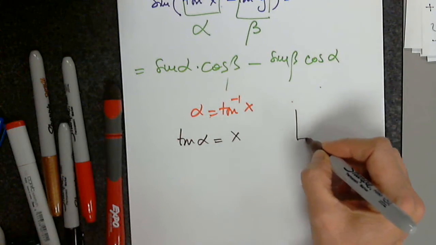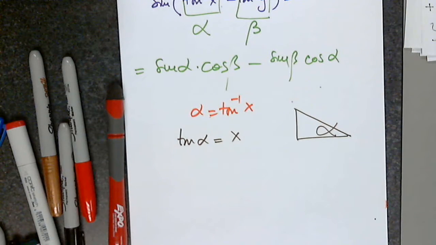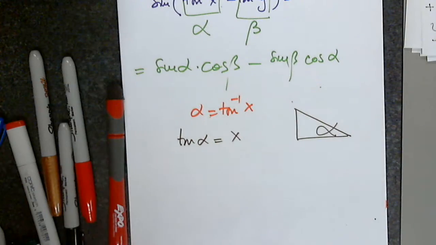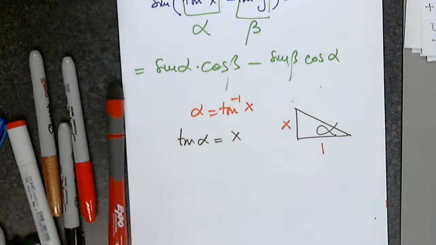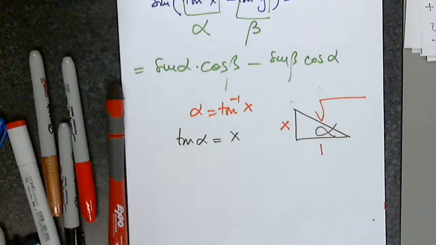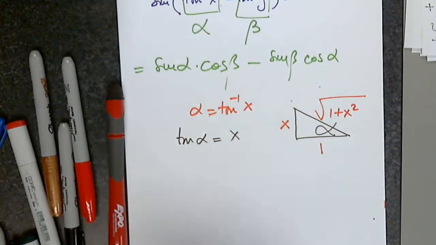Right. And then I'm going to think of a right triangle with an acute angle alpha. And I know something about its sides. If I know that tangent alpha is x, or x over 1, then I know something about the sides of this triangle. Therefore, I can determine the hypotenuse. So the hypotenuse is the square root of? Excellent. Perfect.